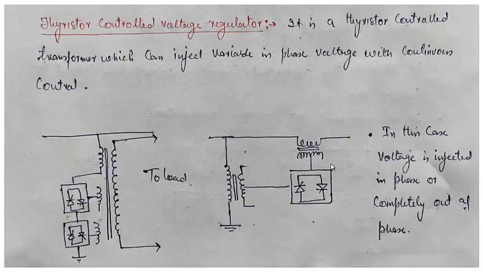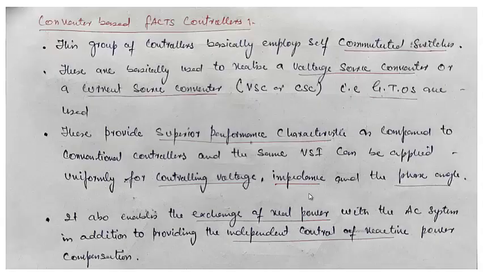So until now we have seen all the controllers which were based on the thyristors. We can say they are semi-controlled controllers where we don't have the control over the turn off of the switch. Here we have converter based FACTS controllers. Actually, these are the controllers which employ the self-commutated switches. This group of controllers basically employ the self-commutated switches. These are basically used to realize the voltage source converter or current source converter, that's VSC or CSC.